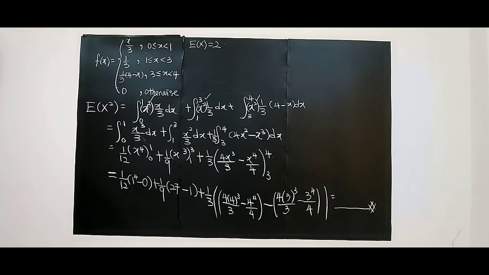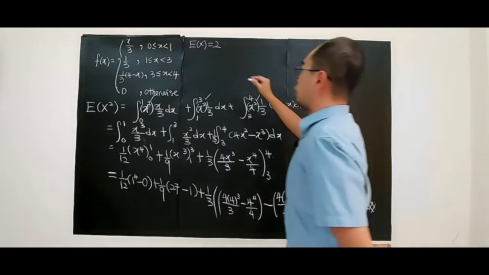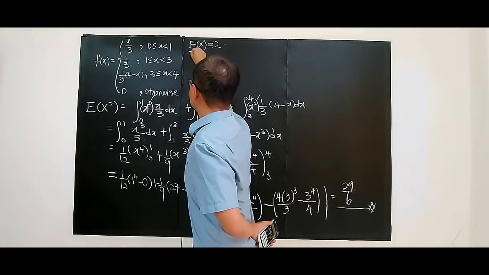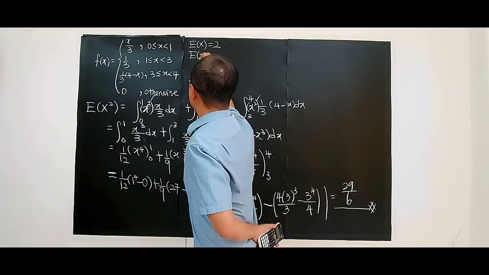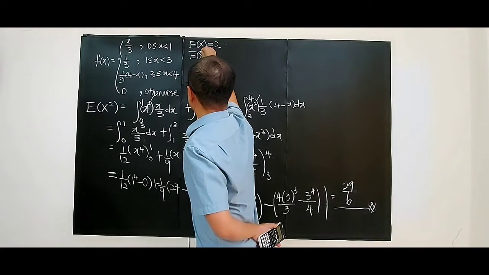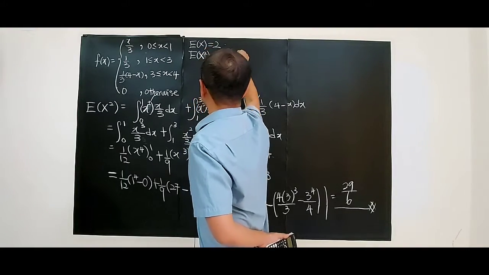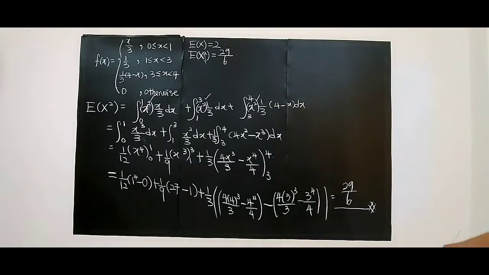So you are getting the value of 29 over 6. This means I have already evaluated the mean, and the expectation of x to the power of 2 will be 29 over 6. Later on, the question will ask us to find the variance. So how to find the variance?